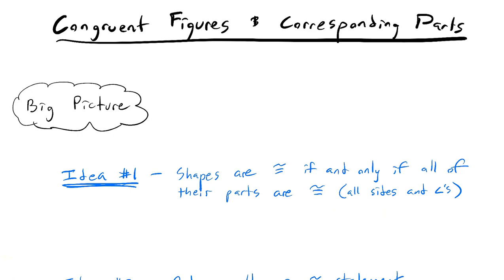Okay, you guys, now we're going to start talking about larger congruent objects. So we've already talked about what it means to be congruent line segments and what it means to be congruent angles, and we've done a lot of proofs with those, right? Well, now we're going to develop whole 2D figures, polygons that are congruent. So that's the big picture here.